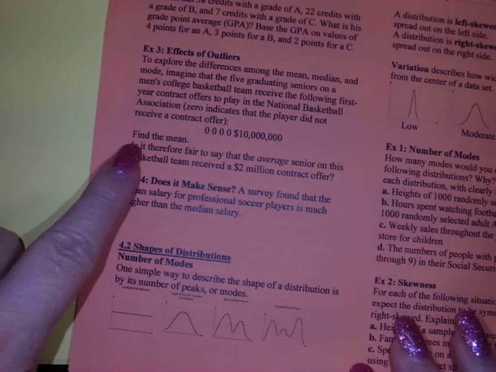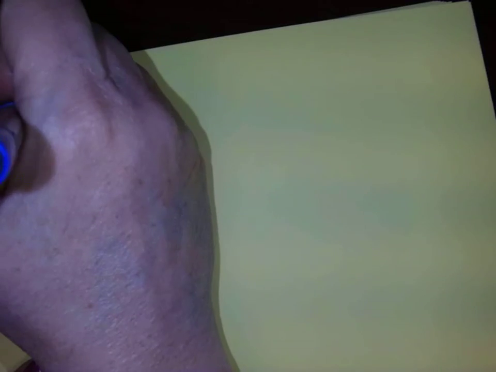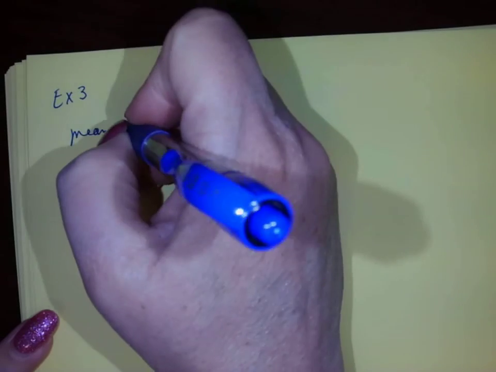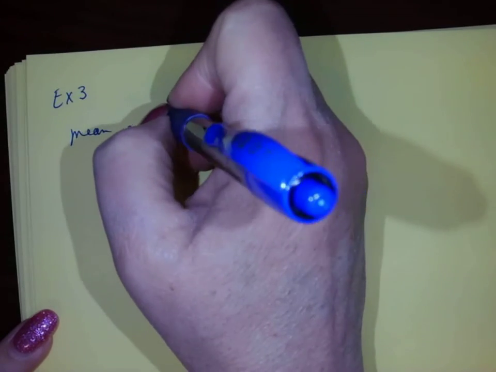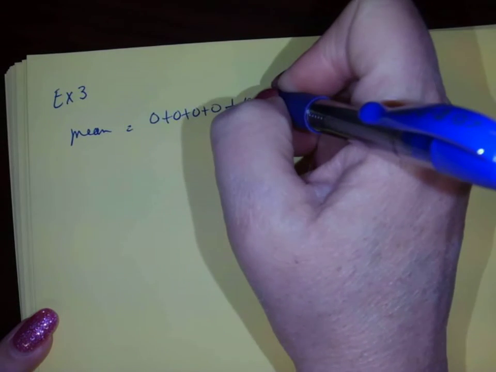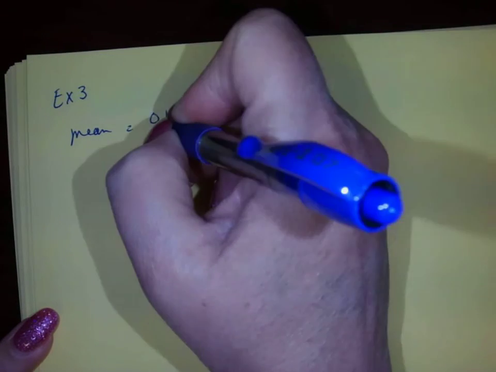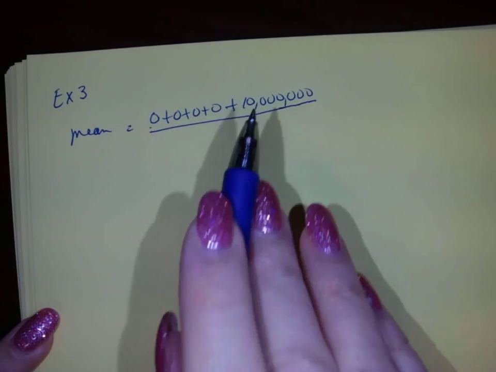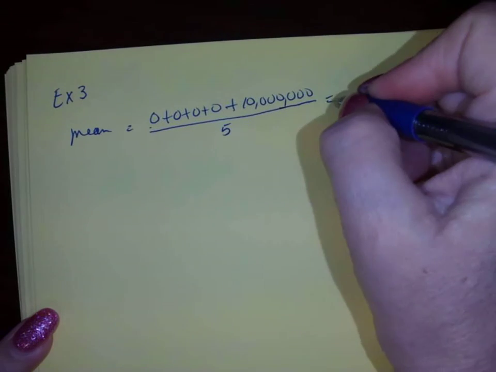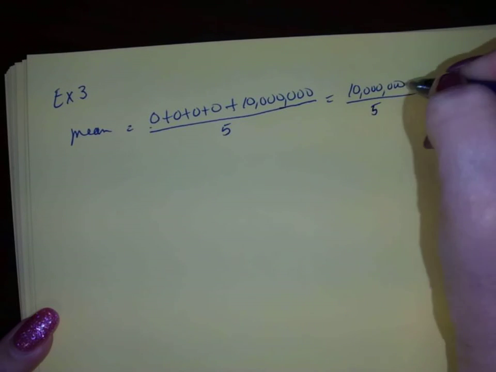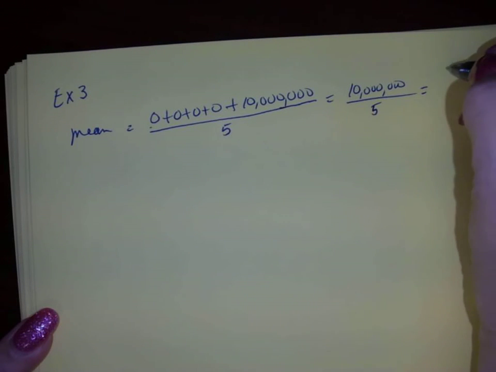All right. So what we want to find is the mean. So this will be example 3. And we're looking for the mean, and the mean is going to be adding all of those up. And how many total values do we have? We have 4 zeros plus 1 at 10 million, so that's 5. So when we add this, we have 10 million divided by 5, which will get us 200,000.